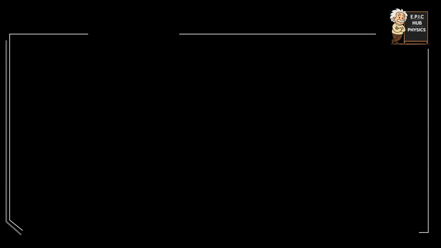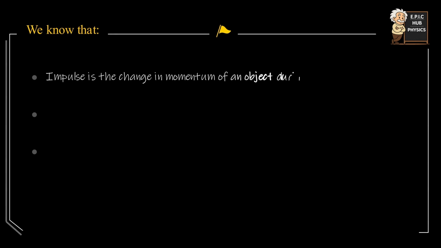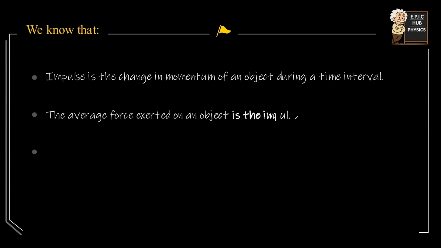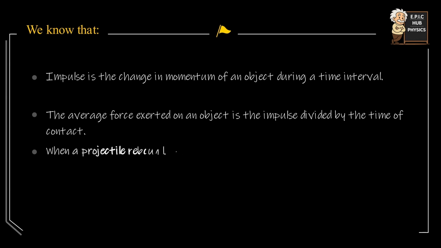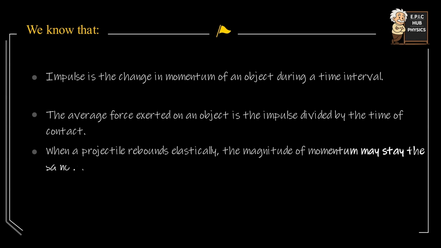This problem tests our understanding of impulse and the relationship between force and momentum change. We want to recall some relevant initial ideas. We know that impulse is the change in momentum of an object during a time interval, and that the average force exerted on an object is the impulse divided by the time of contact. When the projectile rebounds elastically, its momentum magnitude stays the same, but its direction changes.